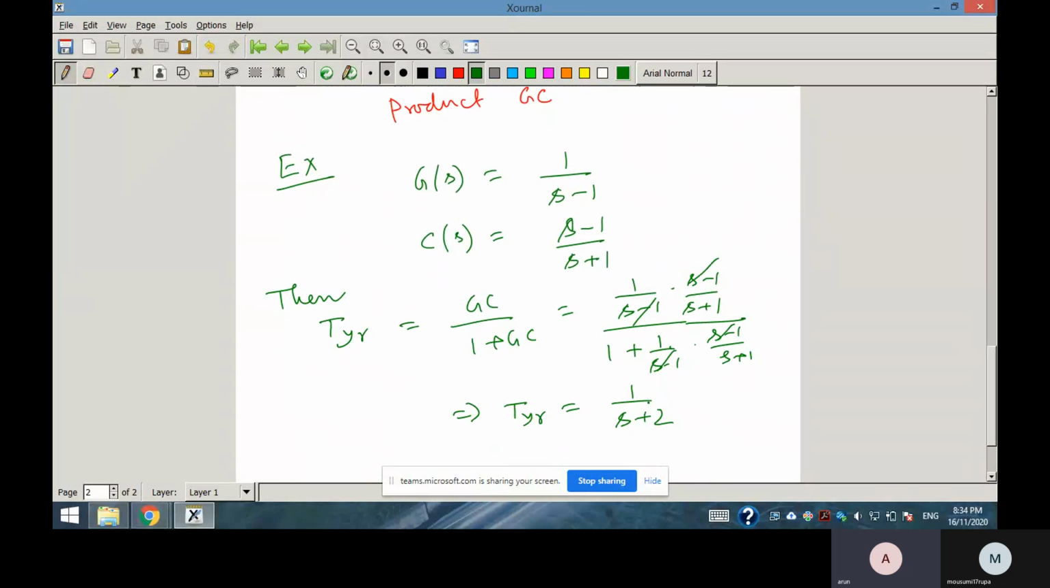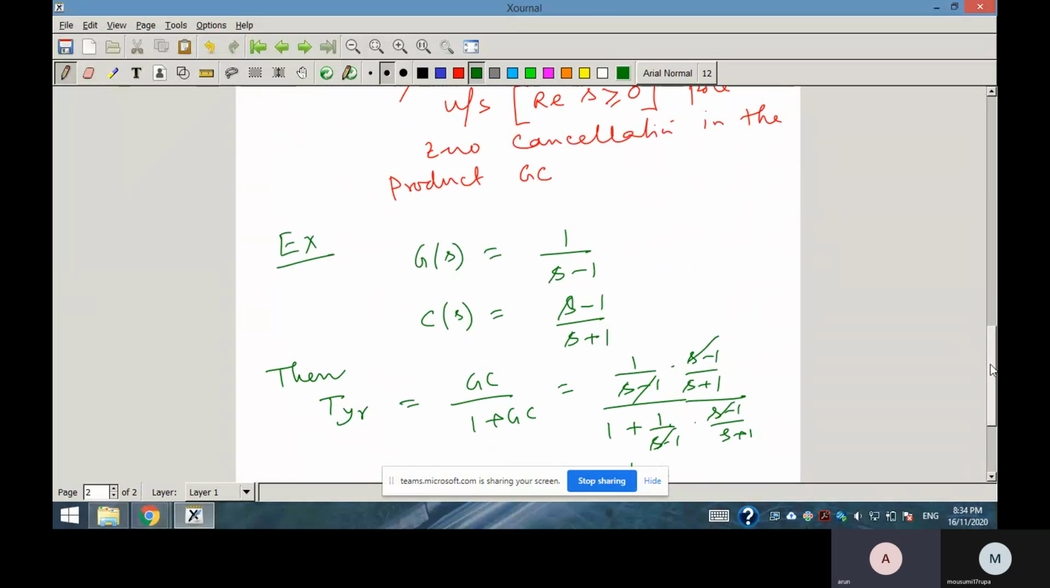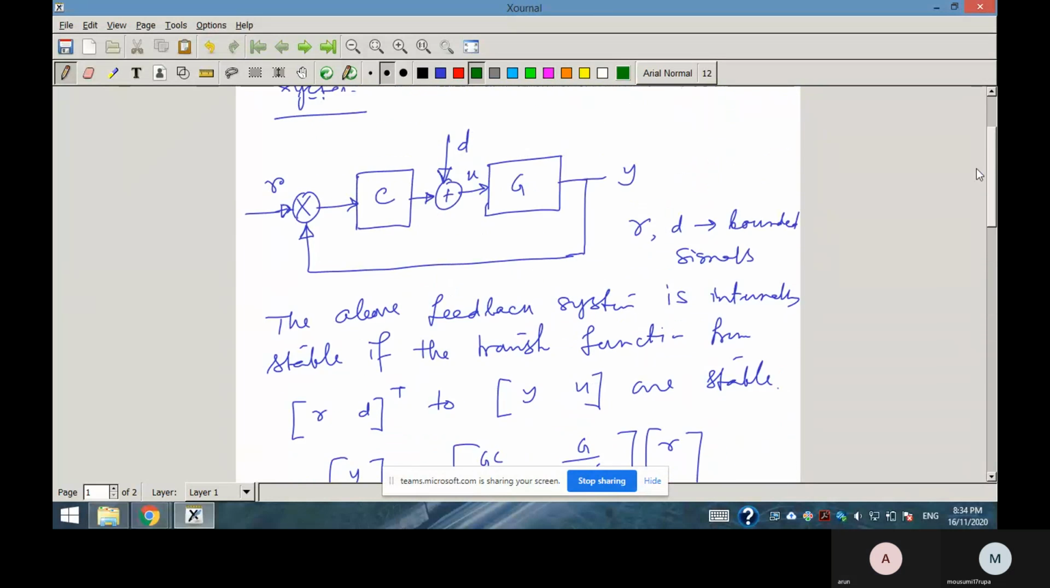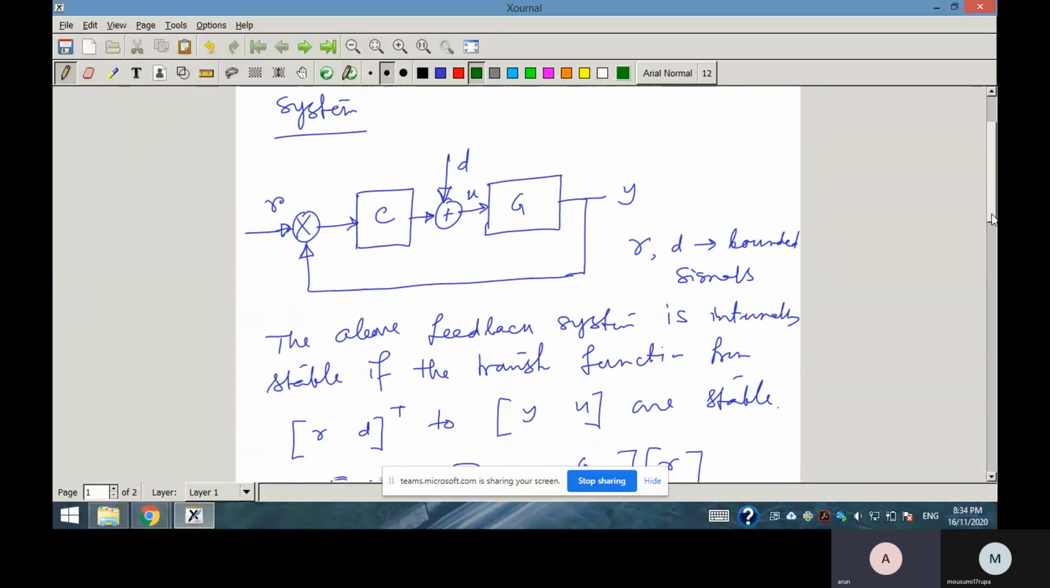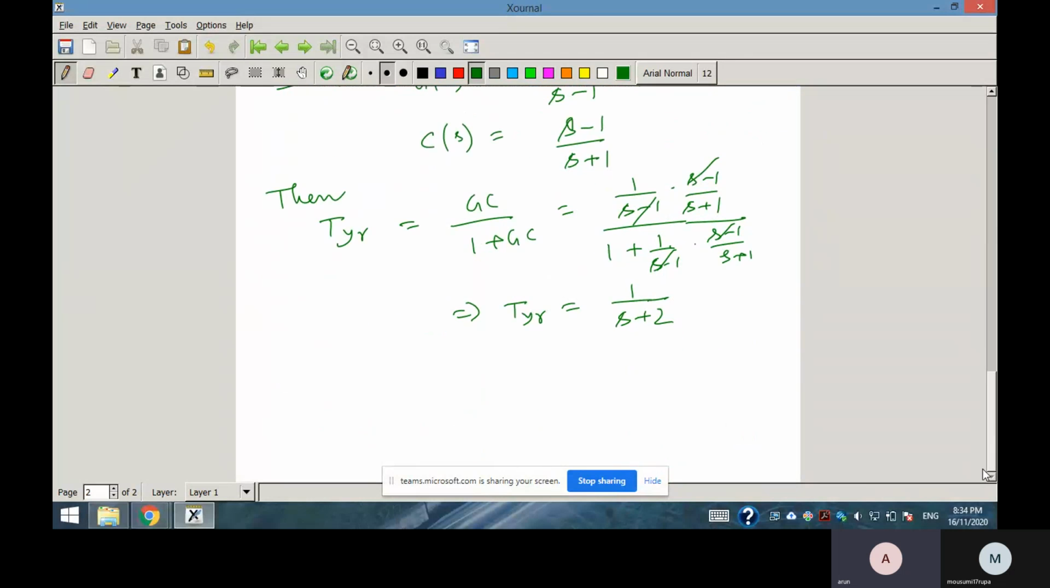So you will think, well, if you give a step input here with G(s) equal to 1 over s minus 1 and C(s) equal to s minus 1 over s plus 1, then the output will be very nice. Output will be bounded and exponential, with a steady state value of 0.5. But what is the problem? Where will the problem arise?